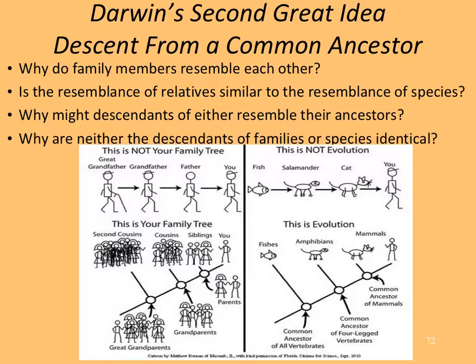So all life that we've found on Earth at this point is descended from a common ancestor. So when someone says, oh, I didn't descend from a monkey, no, you descended from bacteria. Okay, so why might descendants of either resemble their ancestors? They share the same genetics. Why are neither descendants of families or species identical? Well, all the forces of evolution we've been talking about.